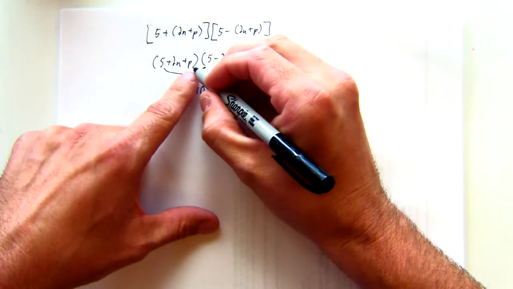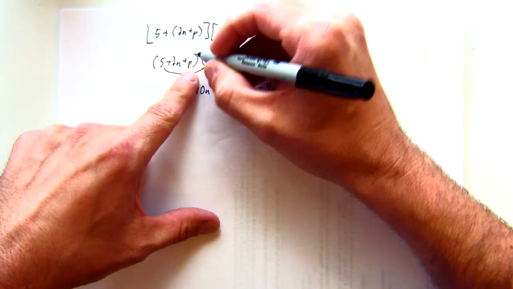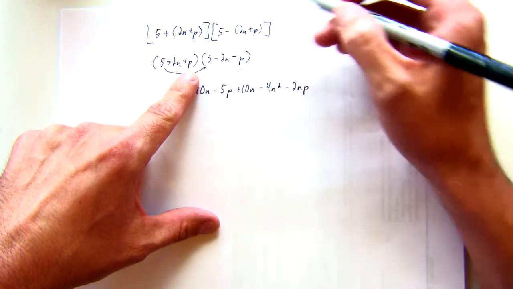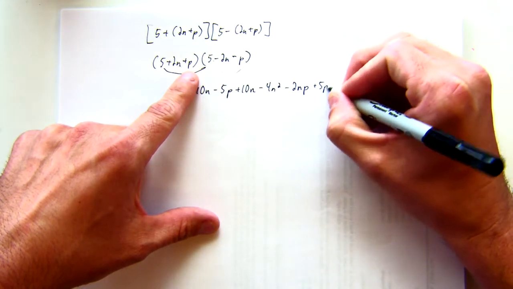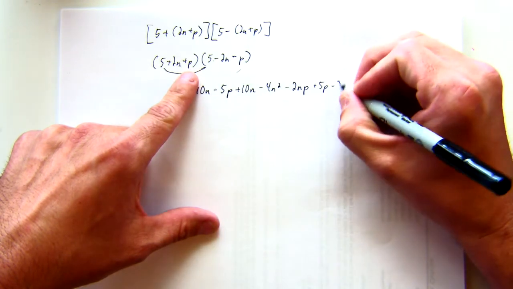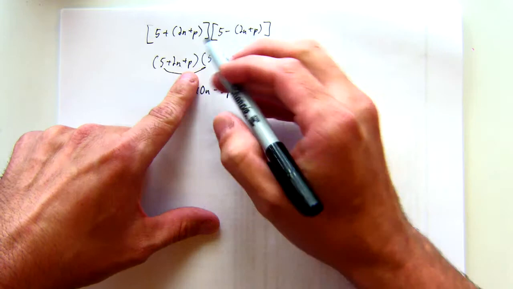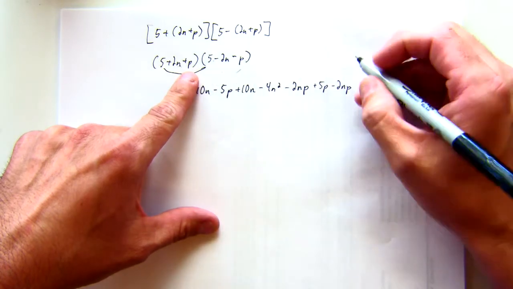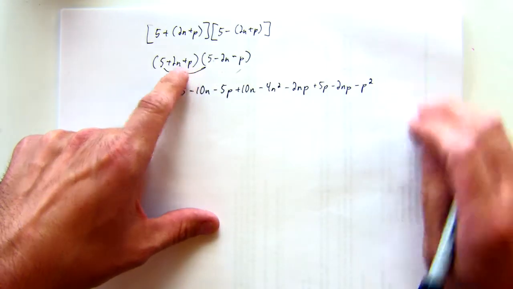Now we just distribute the p to everything. So this is going to be positive p times a positive 5 will be a positive 5p. Positive p times a negative 2n is a minus 2np again. And then a p times a negative p is a minus p squared.